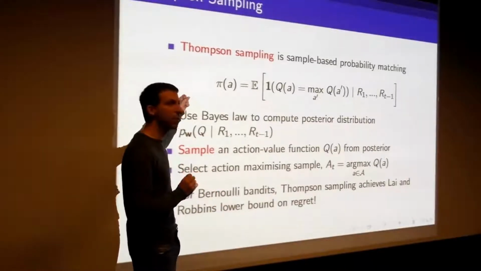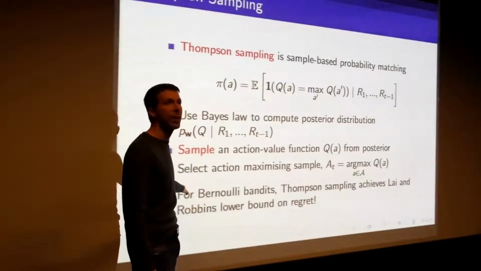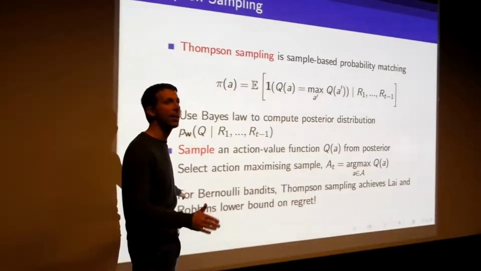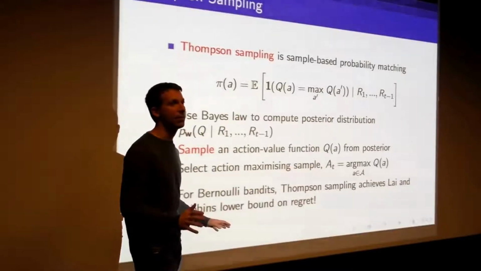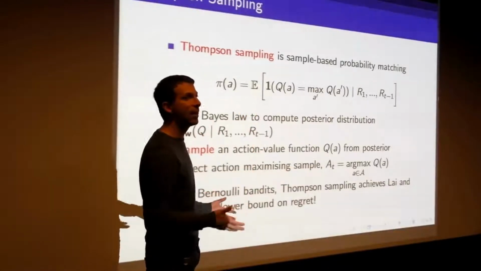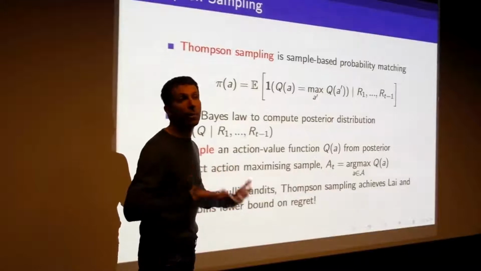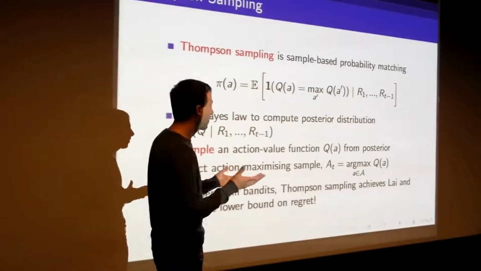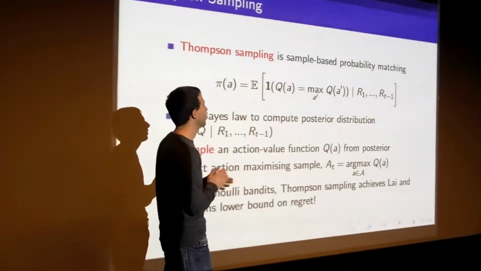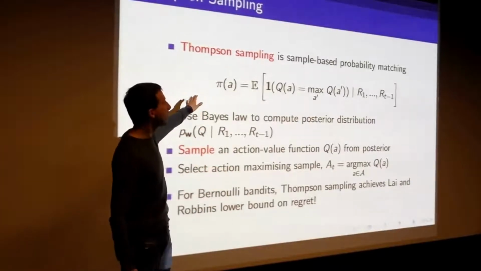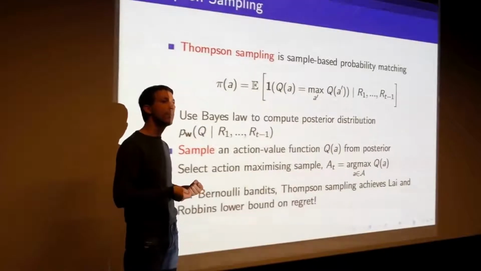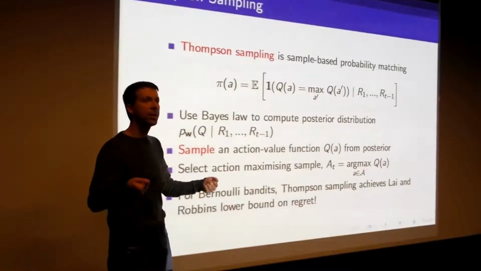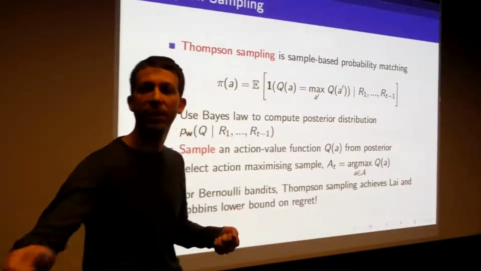So this is the first algorithm we've seen that actually achieves that lower bound that we've seen for a particular class of algorithms, at least for Bernoulli bandits, which is a special case. So this idea actually works optimally well in terms of the total regret which you incur. So the idea is just to do probability matching in a sample-based way. So every step, you just sample your posterior. So you pick a sample from your posterior.